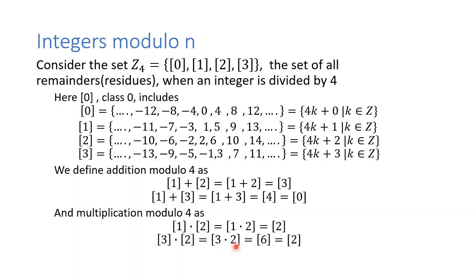Here in Z4 we are having 4 elements. So the 4 elements can be operated with each other. So how many operations can be done? Yes, 4 into 4, 16 operations for addition and 16 operations for multiplication.